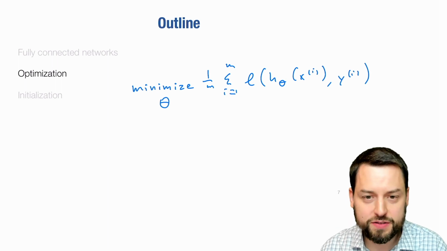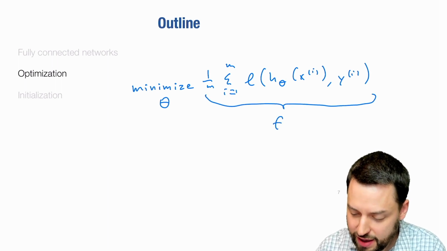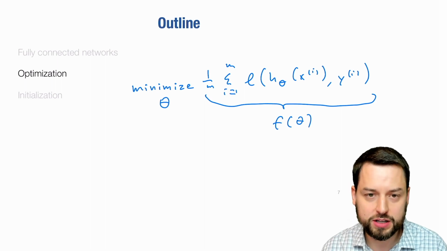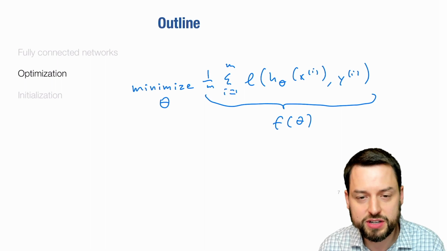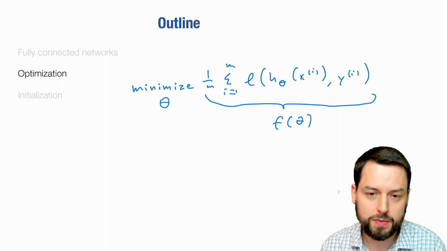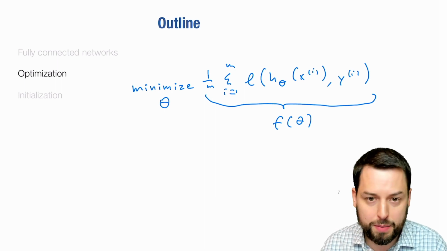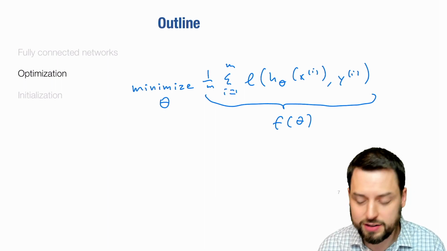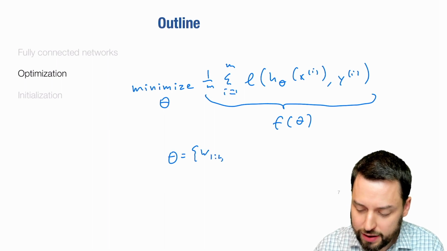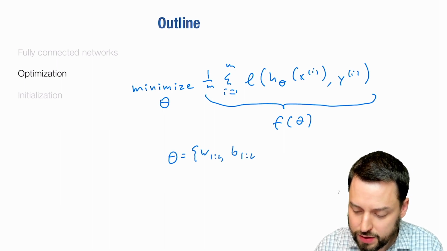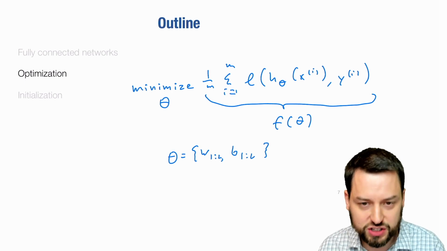And for the purposes of this section, I'm going to call this whole thing here just f of theta, because it's just some function. The function we're trying to optimize over is just some function of our parameters. And we want to find the parameters that minimize this value. In the case of a fully connected network, the parameters would be W1 through L and B1 through L. But really what's important here is that we're just trying to optimize some function.